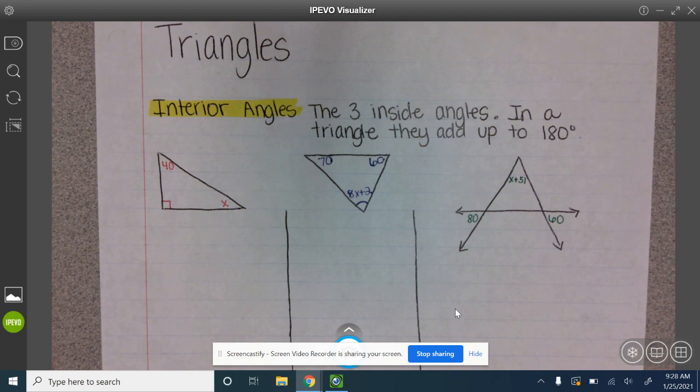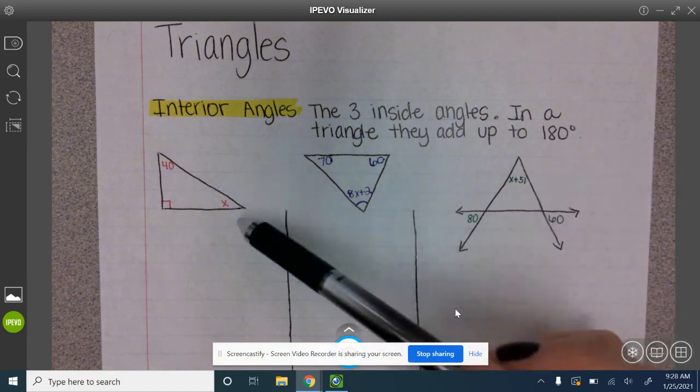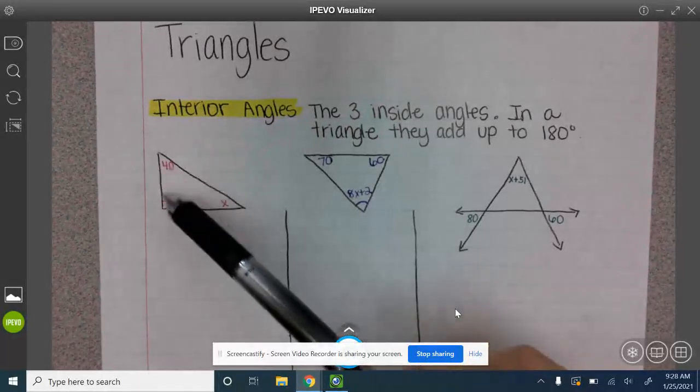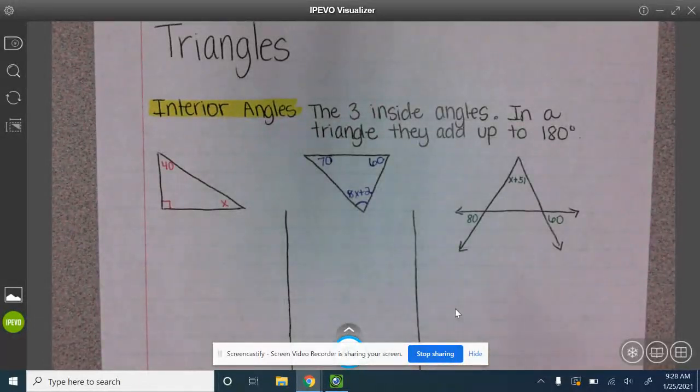Okay, today we're going to look at triangles and missing angles in triangles. So the first one we're going to look at is interior angles. Interior angles are your three angles that are inside your triangles. In a triangle, they add up to 180 degrees.